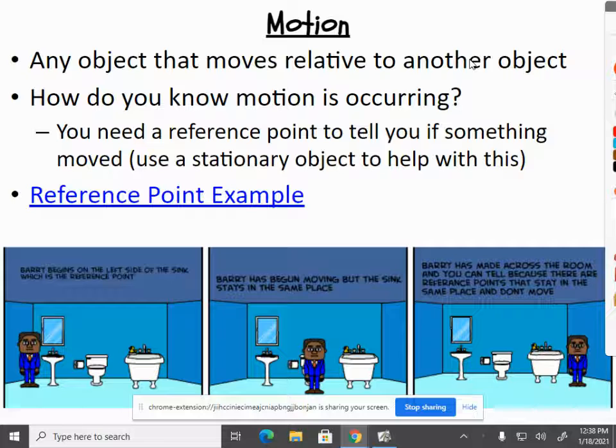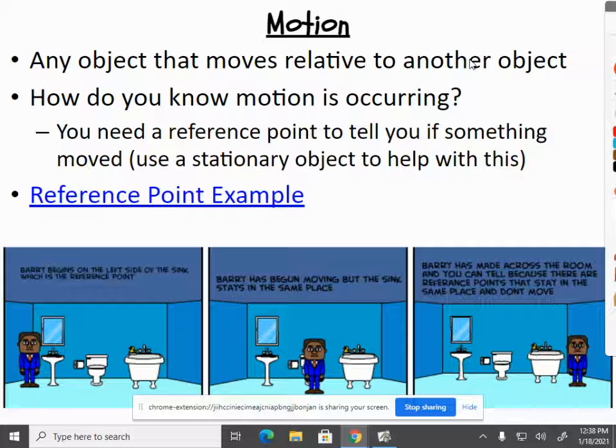If you look at, for instance, in this one, if you have the reference point of the mirror or the toilet, you can see this person, Barry or Barack Obama, moving across the room based on your reference point. So if you're in the car, your reference point would be either the road or the surroundings. If you look out to the side and you see trees whizzing by or the lines moving on the road, that's your reference point. That shows you that you are in motion.